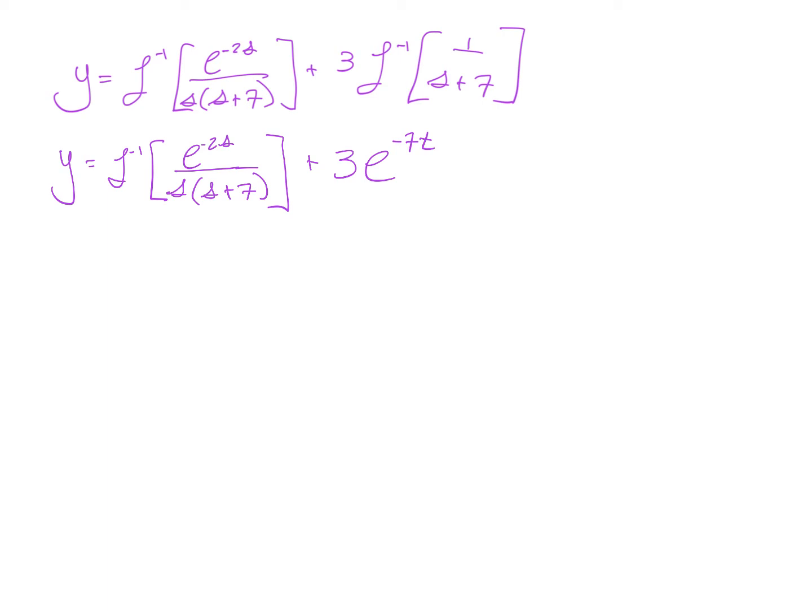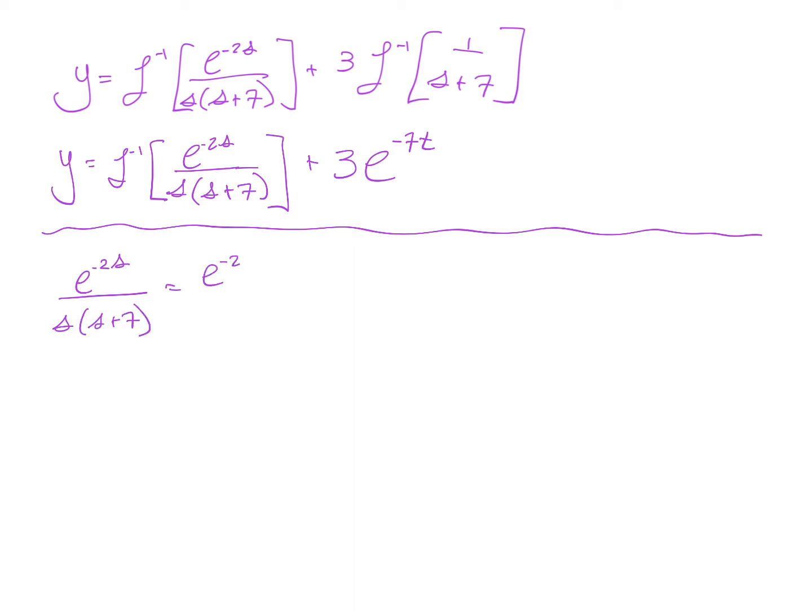Okay, now the inverse Laplace that I have left, I need to break up using partial fractions. So I'm actually going to do a little aside here. So e to the negative 2s over s times s plus 7 is the same as e to the negative 2s times 1 over s times s plus 7. And then this 1 over s times s plus 7 can be broken up using partial fractions.